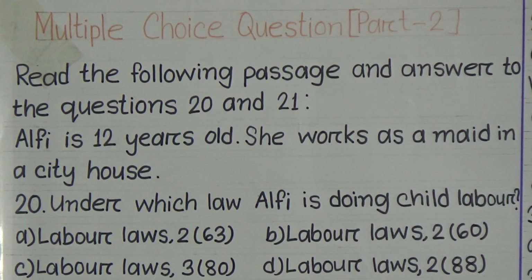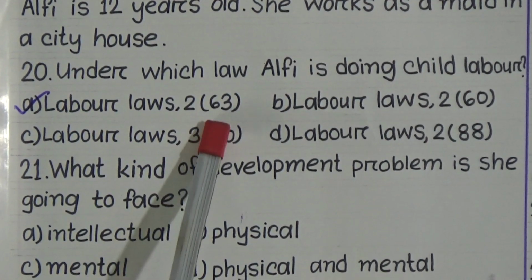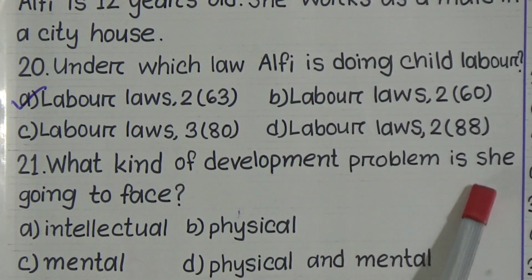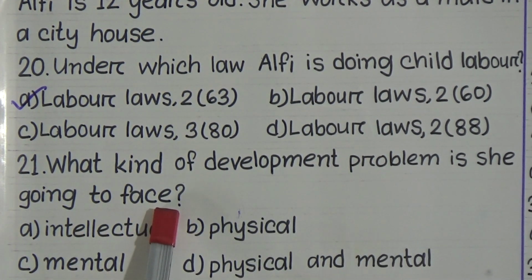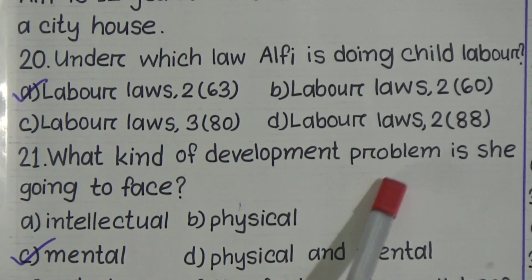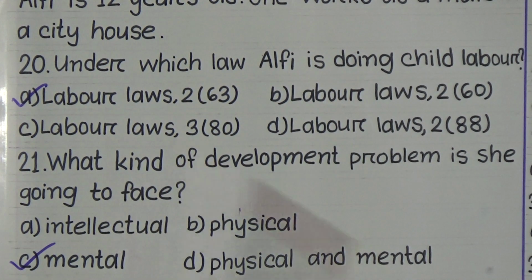Okay, I hope you can guess the correct answer. This one will be option A, Labor Laws 263. Question number 21. What kind of development problem is she going to face? Options are intellectual, physical, mental, physical and mental. Can you guess which one will be here? Yes. Option C, mental. This one will be the correct answer. So she is going to face a mental development problem.